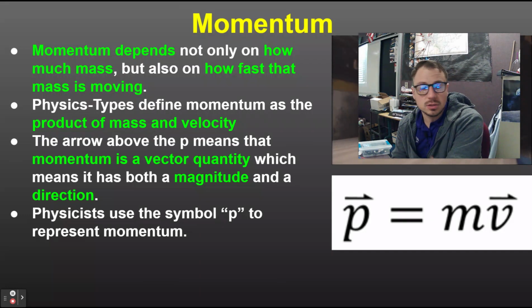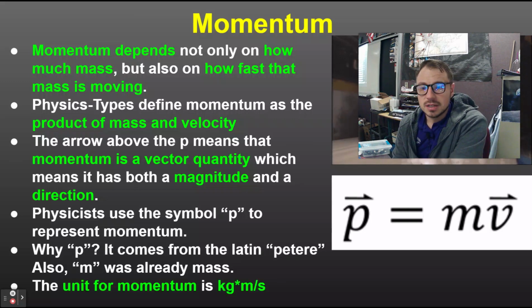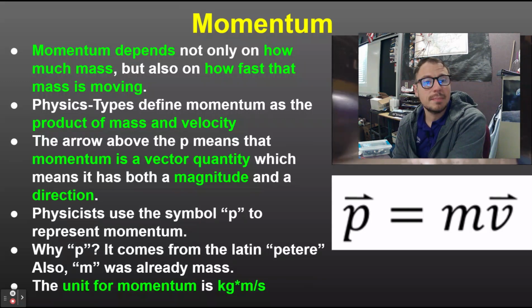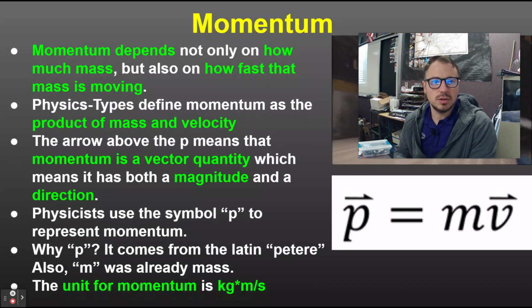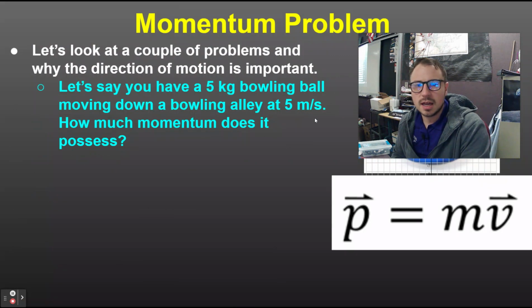Now, we use P to represent momentum, and why P? It comes from a Latin word, but also M was already taken. The unit for momentum is kilogram meters per second. You just take the unit for mass, multiply it by the unit for velocity, kilogram meters per second. So let's take a look at a problem.